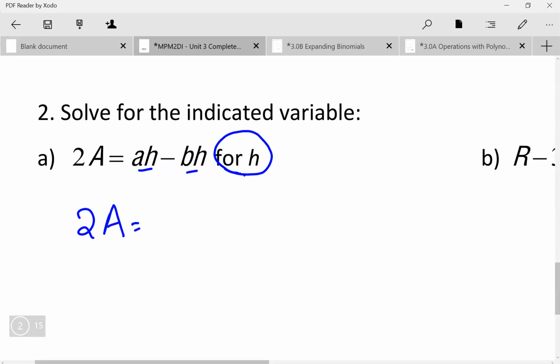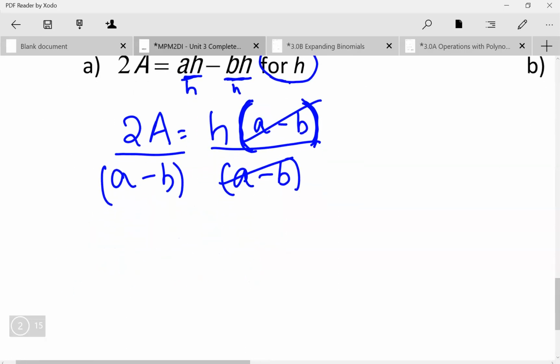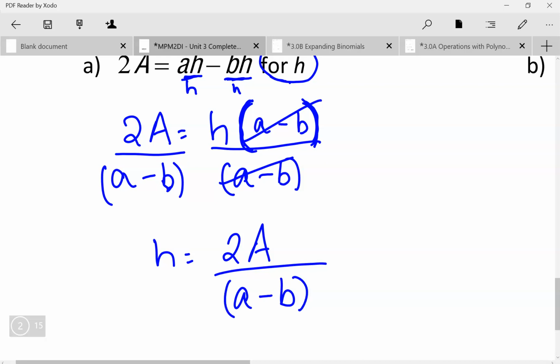What we're going to do here is factor out an h from these two terms because I see an h that is common. And whenever I'm isolating for something, I want only one of it so that it's on its own. So I'm going to factor out an h. I'm going to divide both parts here, so I'm left with a minus b. And then because I'm solving for h, I can divide both sides by the a minus b bracket that is technically on this side because I want to cancel out like this. So I get h equals 2 capital A divided by a minus b. And this is my final answer.